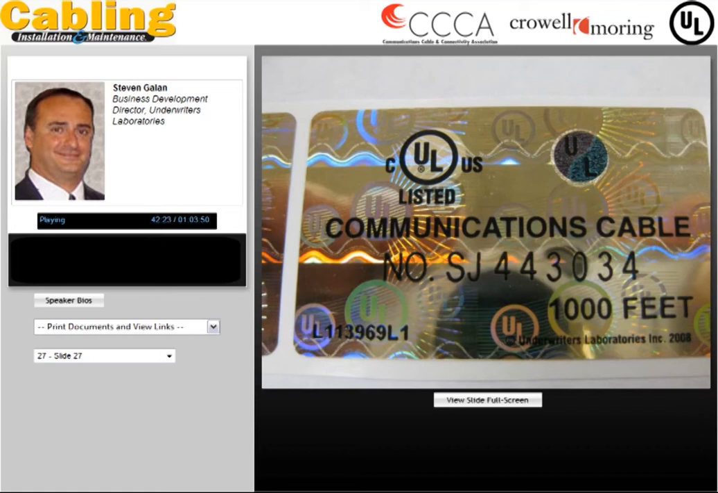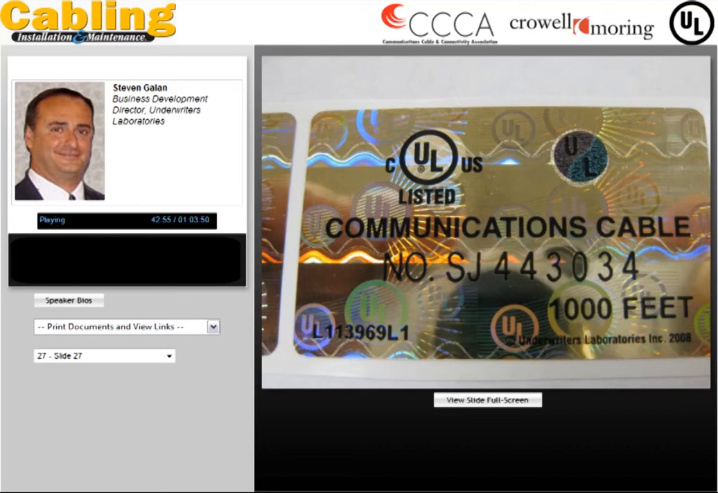Okay. The designations in the center, the number SJ443034, that's what we call a unique issue number. It's unique to this tag. It's unique to this label. It's unique to a particular manufacturer. It's used for purposes of traceability. If there's questions in the future, we have that label. We can trace it back to see exactly who that label was provided to, who purchased that label, and it gives us a way of tracing a cable back to its origin.